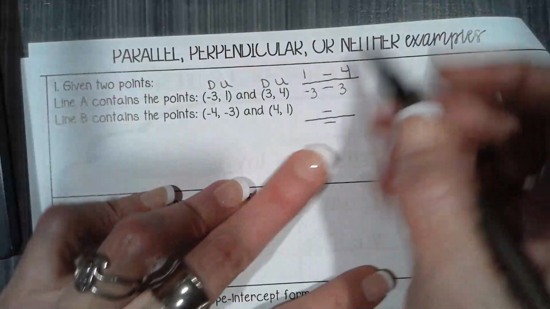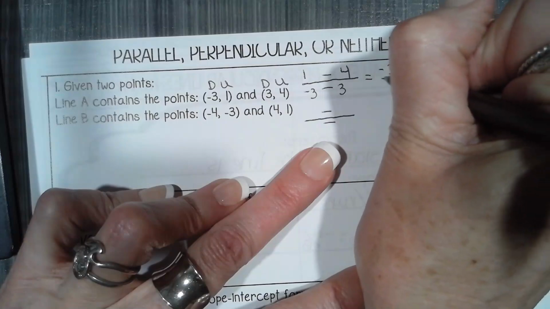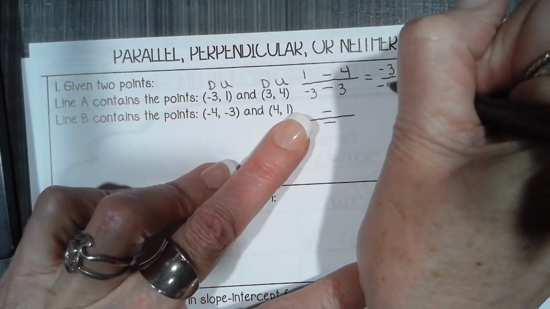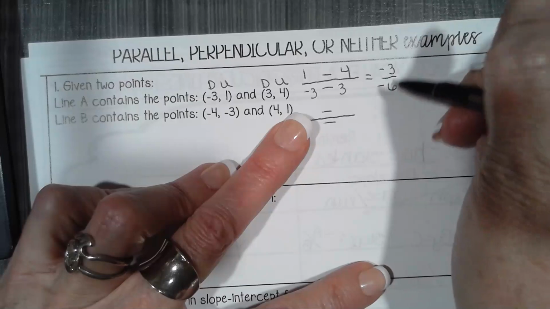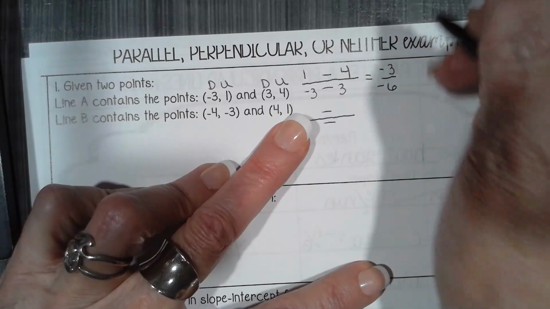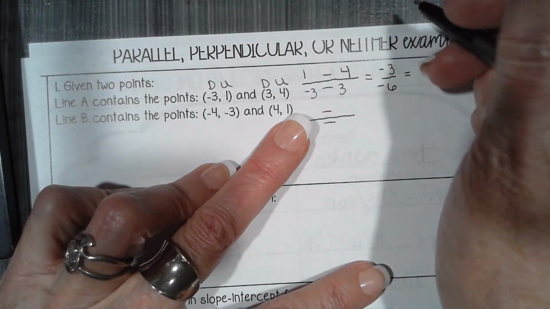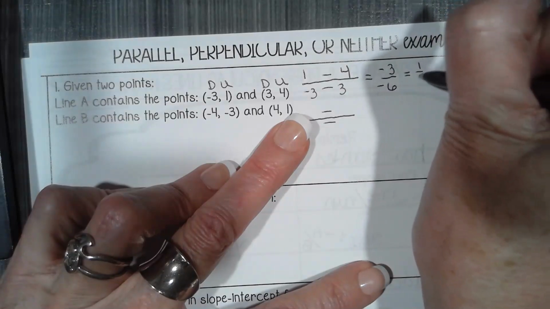So I did D over U here. So we're going to simplify. The top would be -3. The bottom would be -6. And y'all, you definitely are going to have to simplify these fractions. You're going to have to simplify them in order to tell whether you have parallel or perpendicular lines. So this simplifies to 1/2.